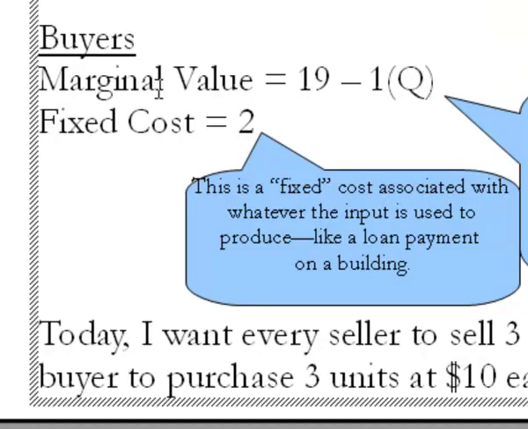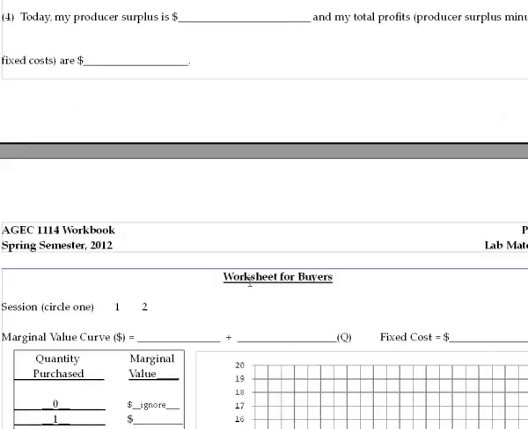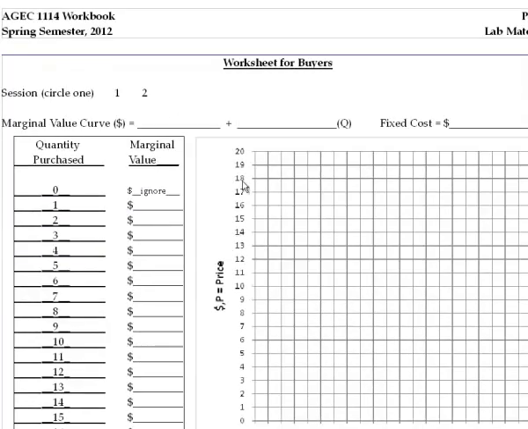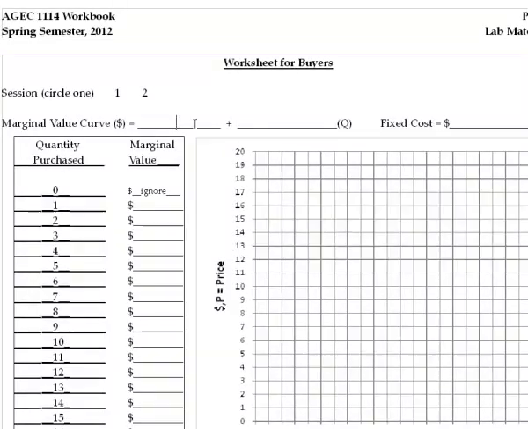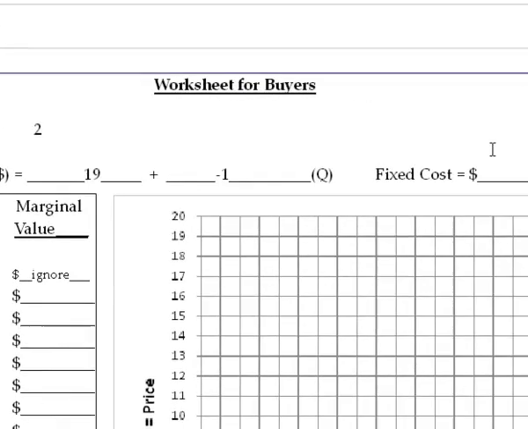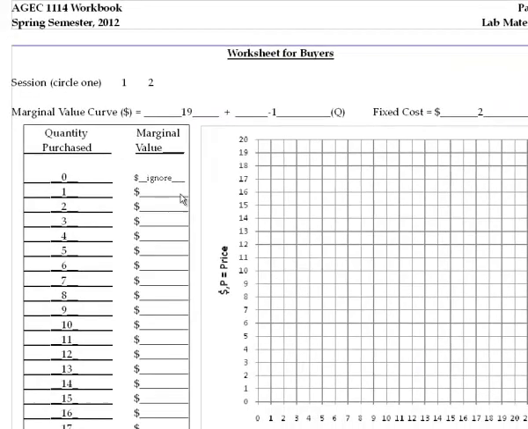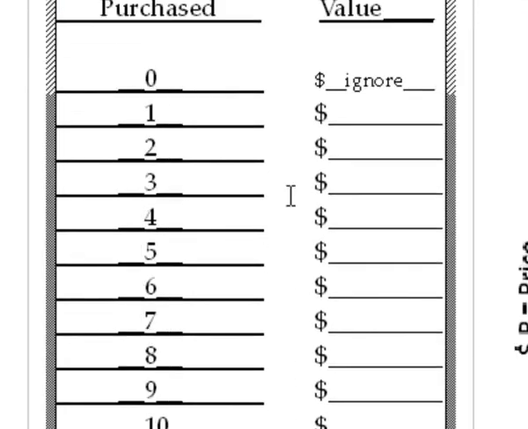And let me show you how we use that curve. The second you come into lab, after you've done your marginal cost sheet and marginal cost table, you want to do the marginal value. You note what your marginal value equation is, and then you go to the worksheet for buyers and you put it in. Marginal value curve for that lab equals 19 plus minus 1, slope parameter is 1, and then the fixed cost was 2.